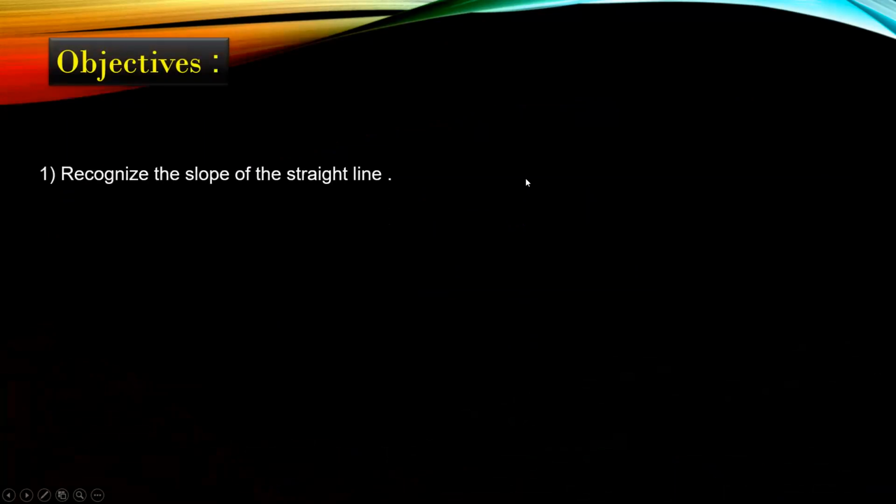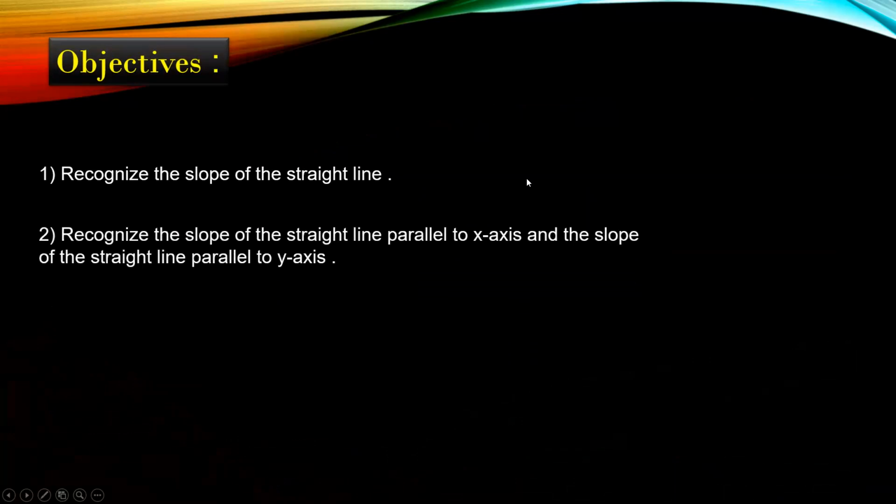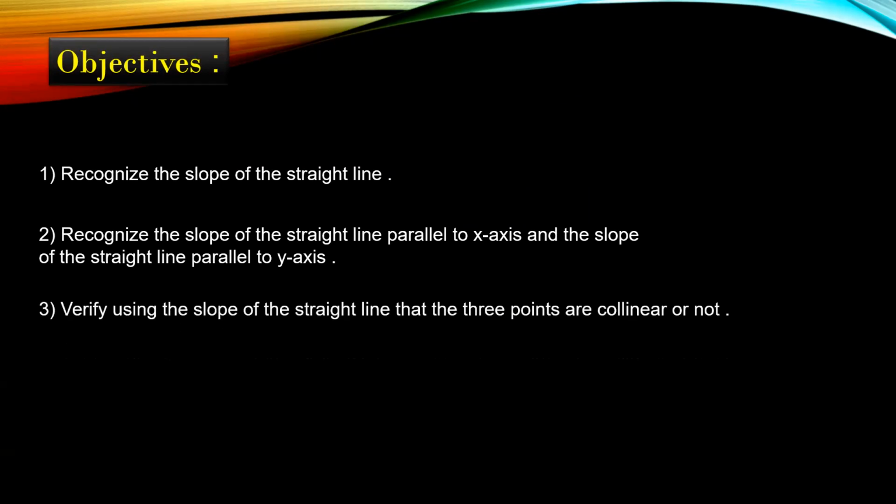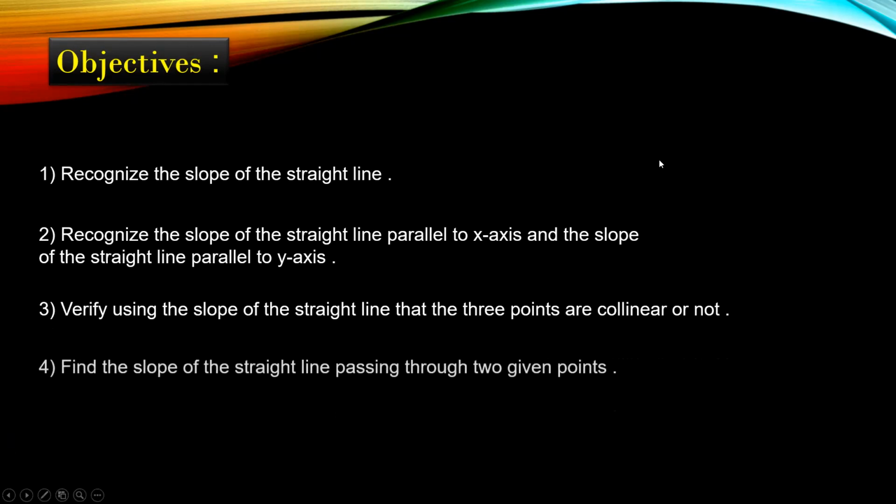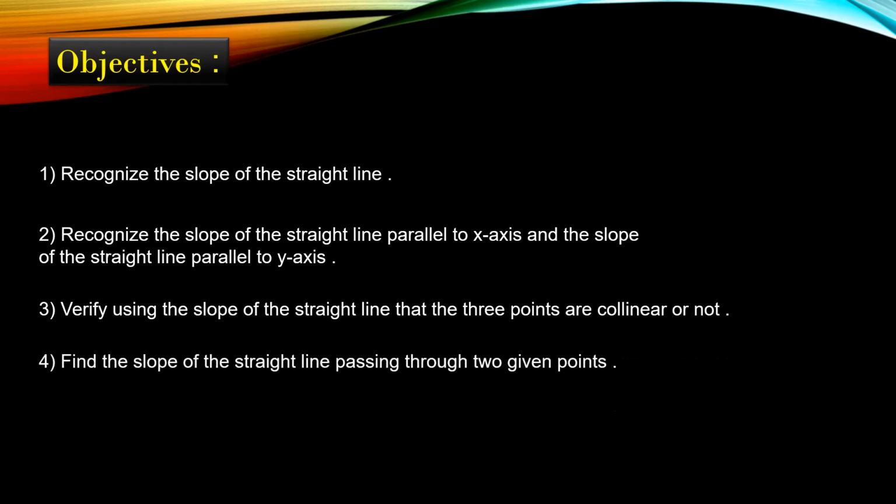Our objectives: number 1, we will recognize the slope of the straight line. Number 2, we will recognize the slope of the straight line parallel to the x-axis and the slope of the straight line parallel to the y-axis. Number 3, we will verify using the slope of the straight line whether 3 points are collinear or not. Number 4, we will find the slope of the straight line passing through 2 given points.